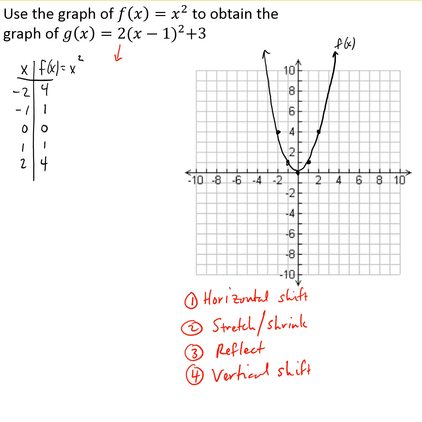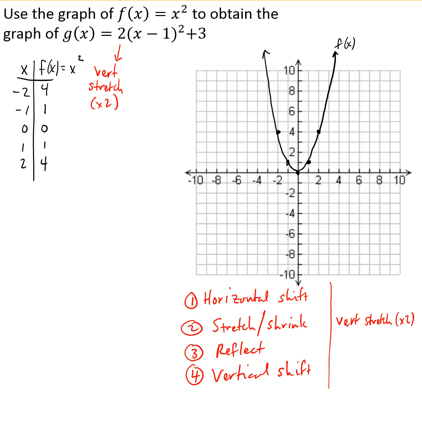That's a vertical stretch by a factor of 2 there. So things are going to get stretched away from the x-axis by a factor of 2. So I have that here as my second step, a stretch or shrink. Okay, so we'll need to apply that one second. So I'll go ahead and keep track for our particular problem here. I do have a vertical stretch by a factor of 2.